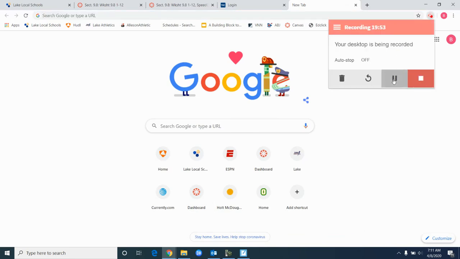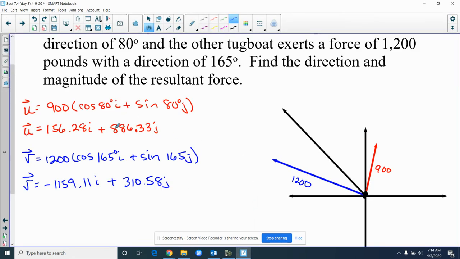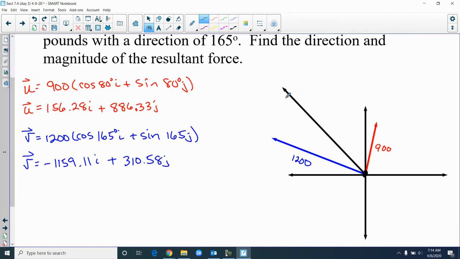Okay, so hopefully you got U is 156.28 i plus 886.33 j, and then V is negative 1159.11 i plus 310.58 j. All right, we need to find the magnitude. We need to add them together. That's the resultant force, so we need to find U plus V.